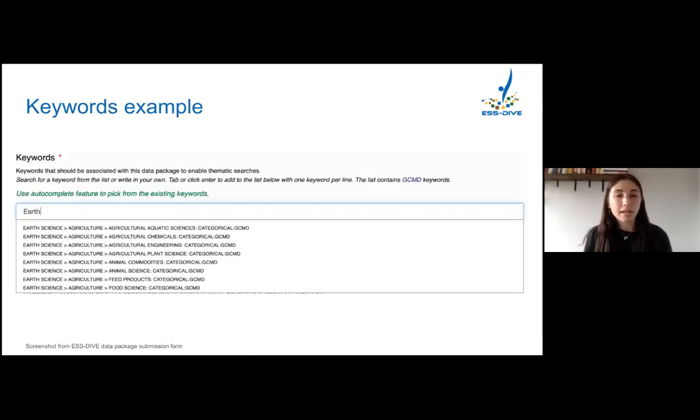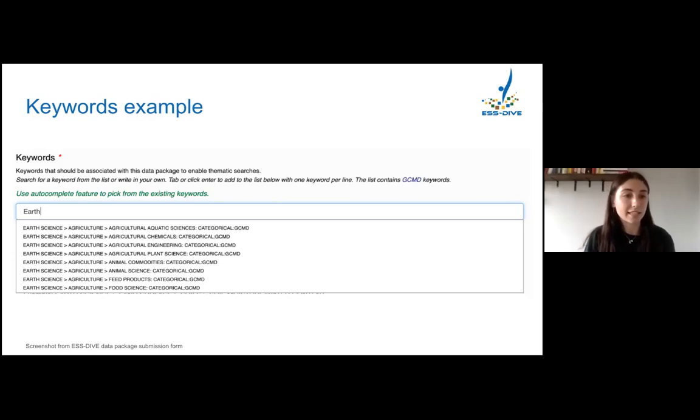So this is what the keywords field looks like in the data package submission form. They're entered using a search bar that auto-completes as you type, and it offers a list of those GCMD controlled vocabulary to choose from. If you are choosing from these keywords, make sure to check that each term across the hierarchy is applicable to your research.